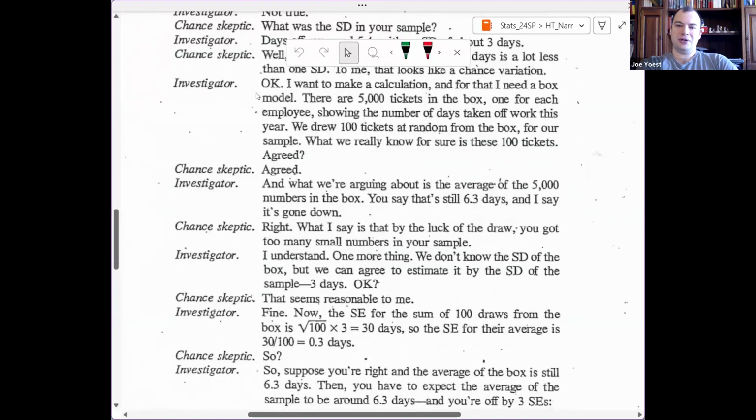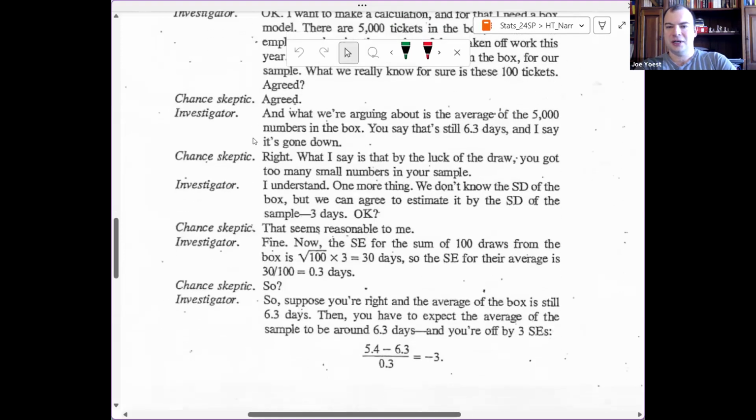So the investigator says, okay, I want to make a calculation, and for that I need a box model, kind of like a sample space kind of model from back in chapter 4. There are 5,000 tickets in the box, one for each employee, showing the number of days taken off work this year. We drew 100 tickets at random from the box for our sample. What we really know for sure is these 100 tickets. Agreed? So chance skeptic agrees.